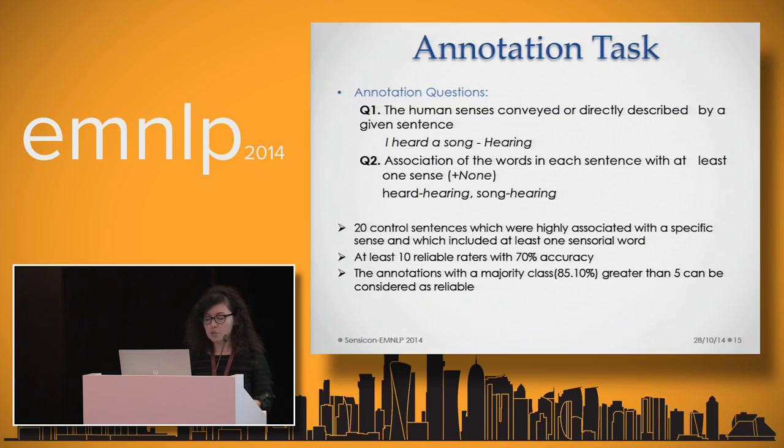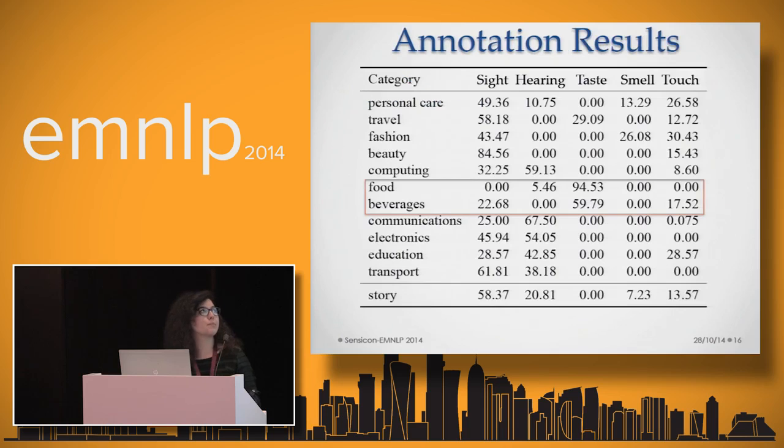We also created 20 control sentences which were highly associated with a specific sense and which included at least one sensorial word. And we expect 10 reliable raters for each sentence with at least 70% accuracy. The annotations with a majority class greater than 5 are considered as reliable.